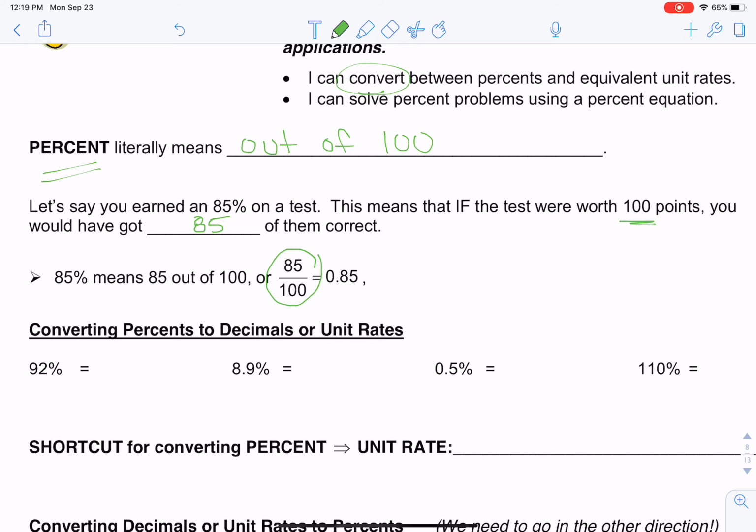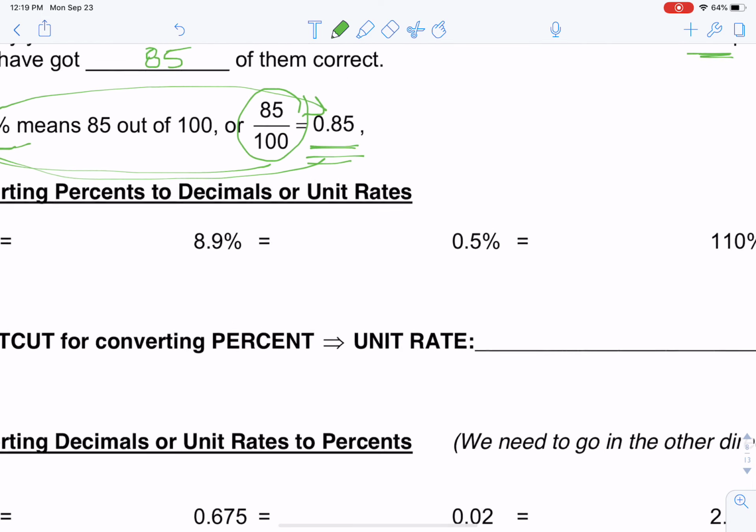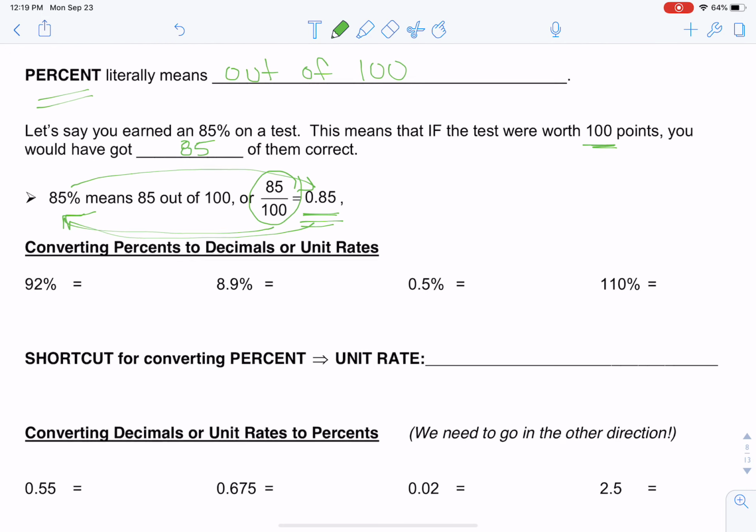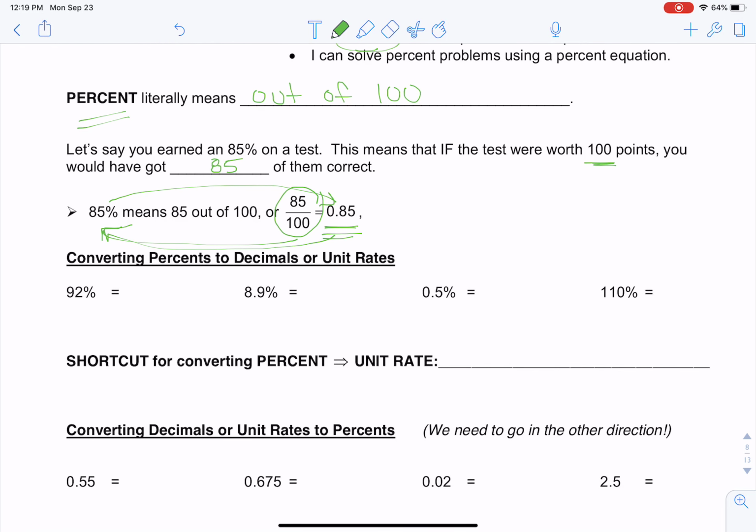If you just divide those two things, you get your percentage or your unit rate, which then turns into a percent. So we're going to practice going between percents and unit rates, or unit rates and percents. We're going to go back and forth. So let's talk about converting percents into decimals or unit rates. There's a long way and there's a short way. I'm going to see if you guys can figure out the shortcut.